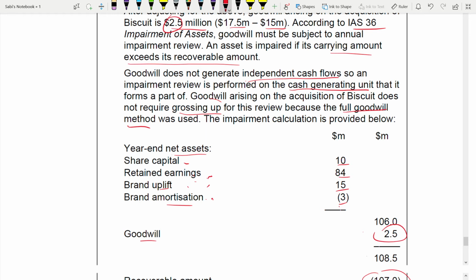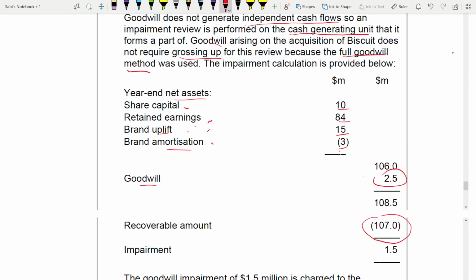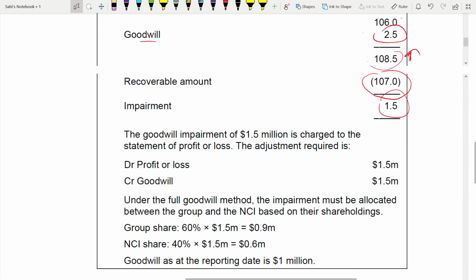So 106 plus 2.5 goodwill is 108.5, and the carrying amount is more than the recoverable amount. Hence impairment is 1.5. Once impairment is there, you should know where you are going to debit and where you are going to credit. Debit profit and loss as an expense and credit goodwill. Goodwill will fall by that impairment. Currently goodwill is 2.5, so 2.5 minus 1.5 it will become 1. So goodwill at the reporting date will be 1 only.